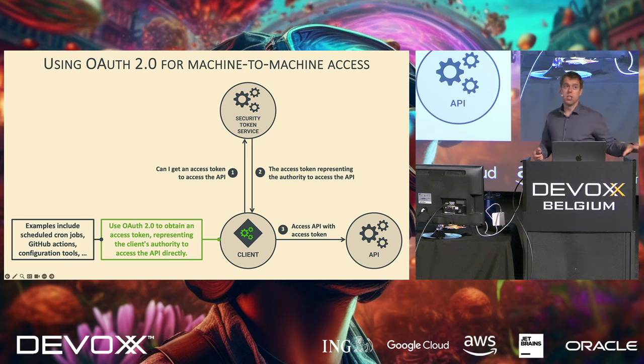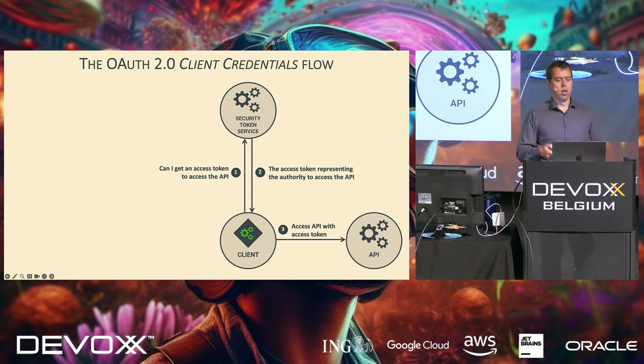Like I said, the flow is so simple that it doesn't need any changing. I mean, this is all there is to it. You send a request, you get a response, and you have a token. What does it look like?